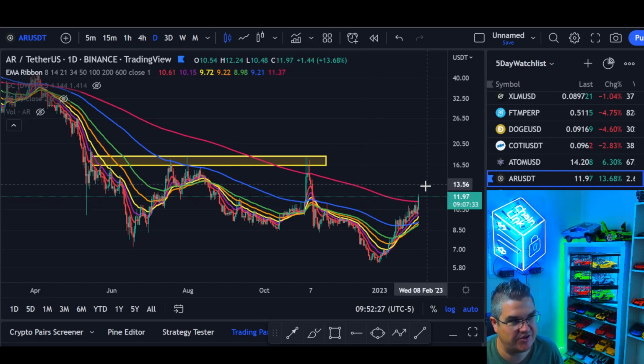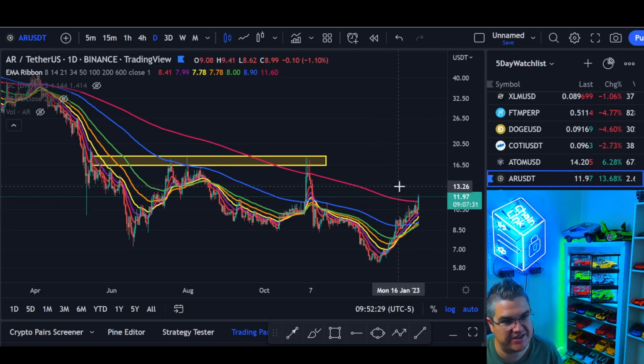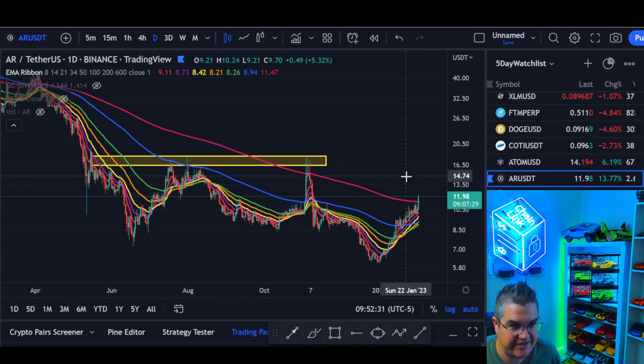ARWEAVE against Tether on the daily chart. We're going to zoom out to the weekly and monthly as well, look at inverted charts and see if we can spot anything for a potential reversal point, support, resistance, all that good stuff.